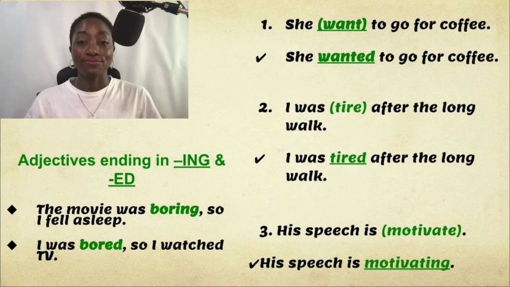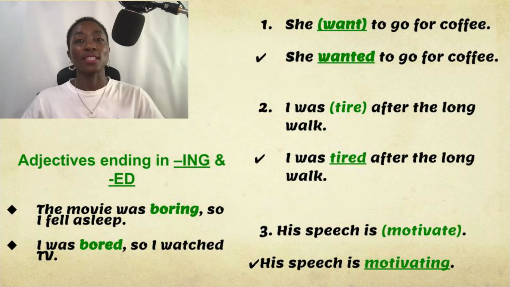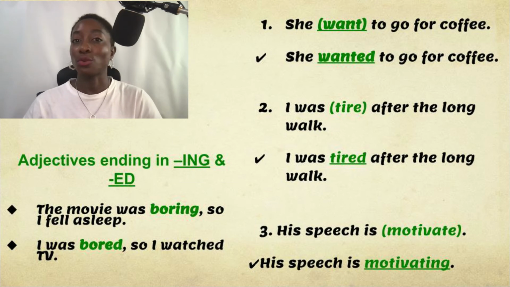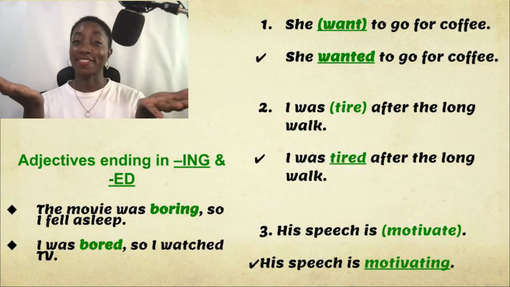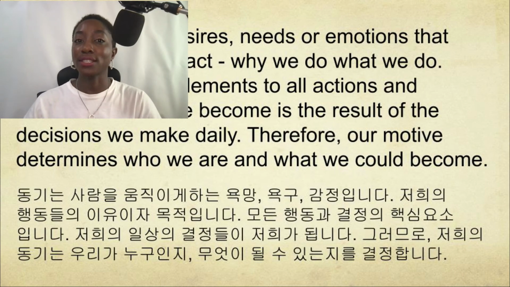Number 3, his speech is motivate. This is incorrect, but we can change it to the ing form of the adjective and say, his speech is motivating. This is correct. You got it right. Good job. Okay, now let's listen to the reading and see if you can find the vocabulary and grammar points we just went over.